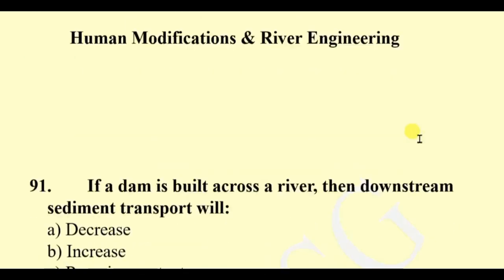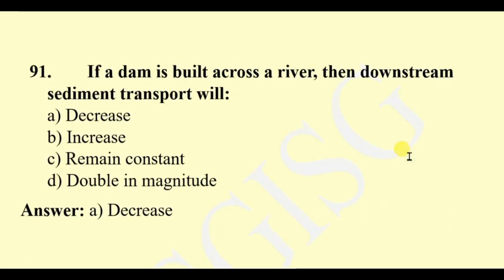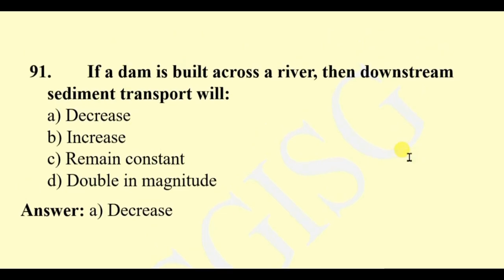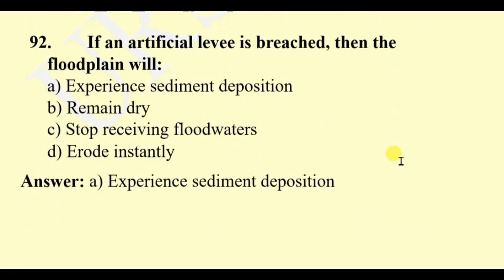Human modifications and river engineering. If a dam is built across a river, then downstream sediment transport will decrease, increase, remain constant, or double in magnitude. Of course, decrease due to lack of sediment, because all sediments are trapped upstream of the dam.